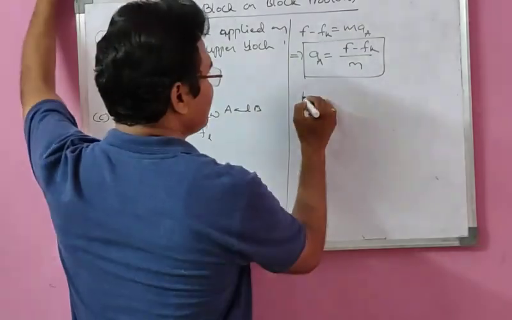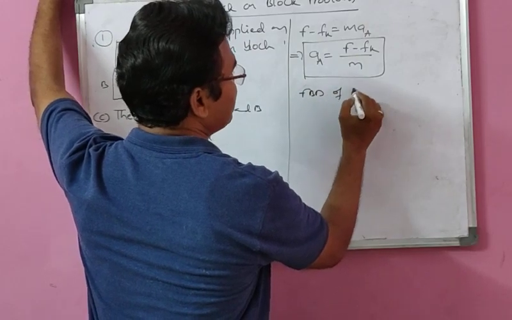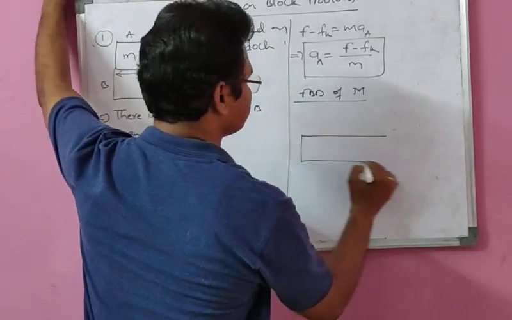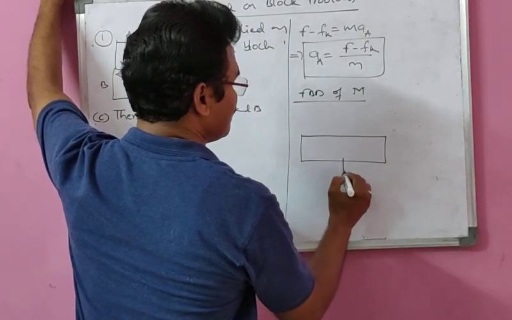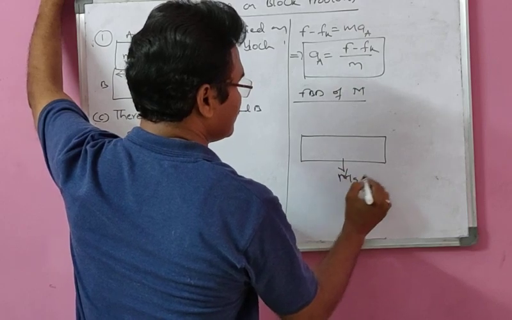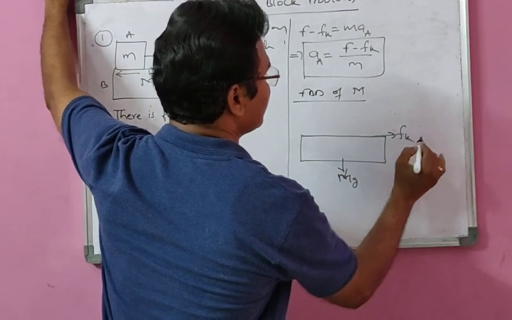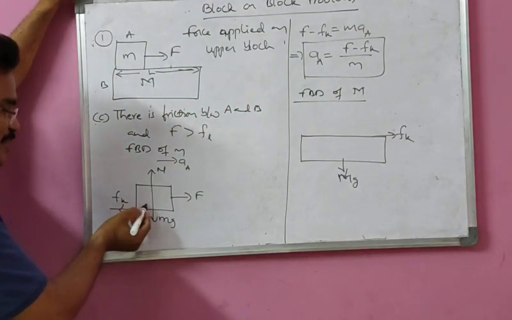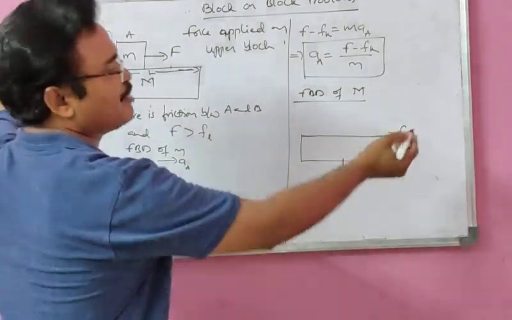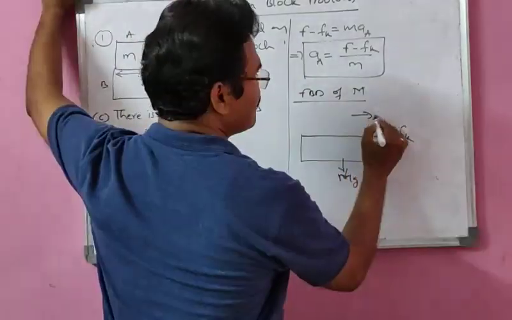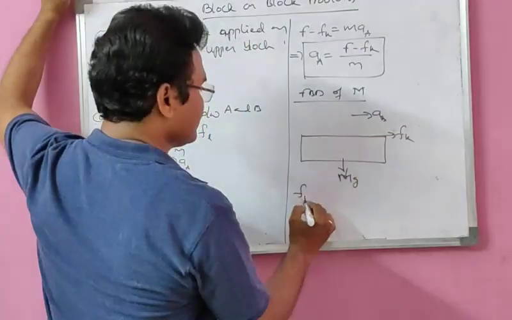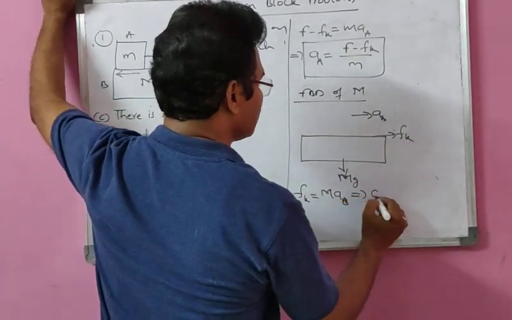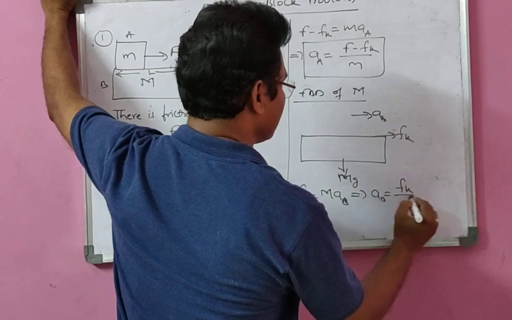Now I am drawing FBD of capital M, that is lower block I am drawing here. So lower block is like this here, and its weight acts downward, but it is pulled by what here? It is pulled by Fk. Remember, this frictional force are action and reaction pair. So on the upper block, if it is acting left side, on the lower block, it is going to act on the right side. So with acceleration, what here? aB. So I can write Fk equal to M aB. So implies aB equal to Fk by M.